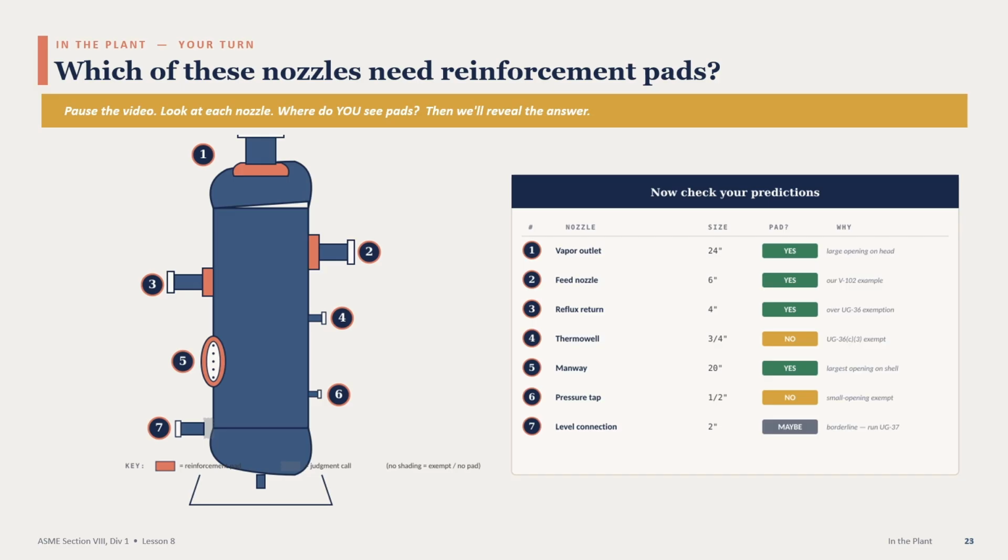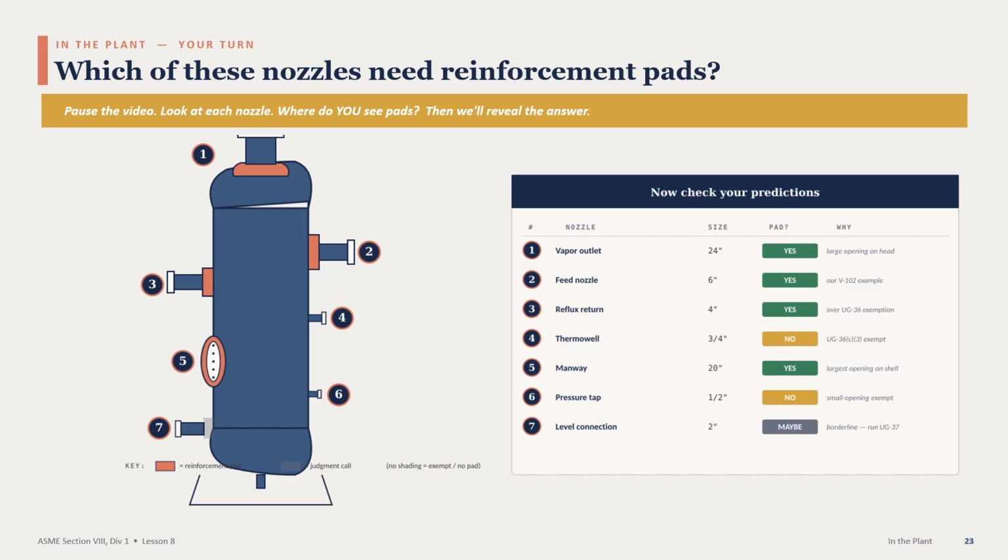The vapor outlet at the top, large diameter on the head. Does it have a pad? Yes, you can see it as a slightly wider band around the base of the nozzle. Big opening, big required area, needs the pad. The feed nozzle on the side, upper part of the column, 6-inch class, similar to what we designed for V102. Pad? Yes, same reason. Large enough that shell access alone isn't enough.